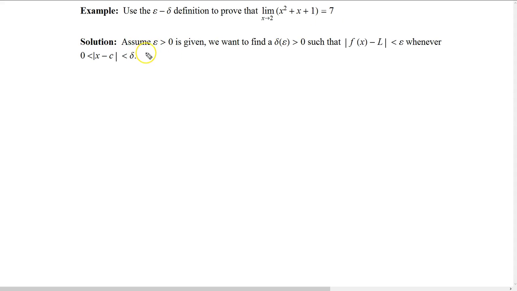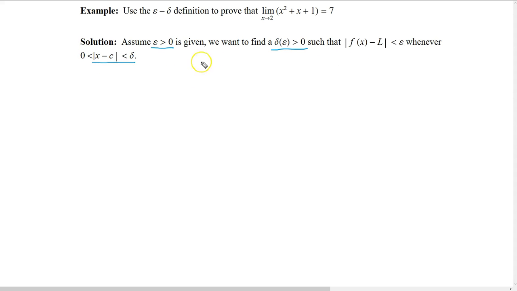So what we want to do, recalling our epsilon-delta limit definition, we assume that epsilon greater than 0 is given, and we need to find a delta, this will be some function of epsilon, greater than 0, such that f of x minus L in absolute value is less than epsilon whenever x minus c in absolute value is less than delta. And greater than 0, but this part won't come into play.